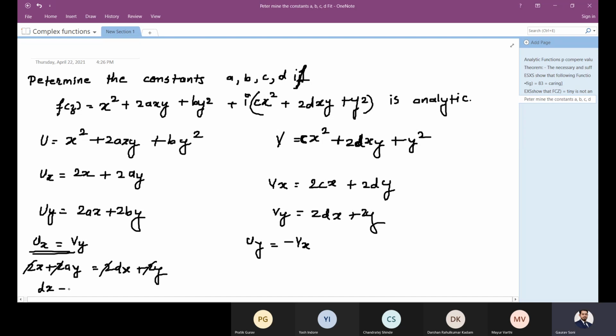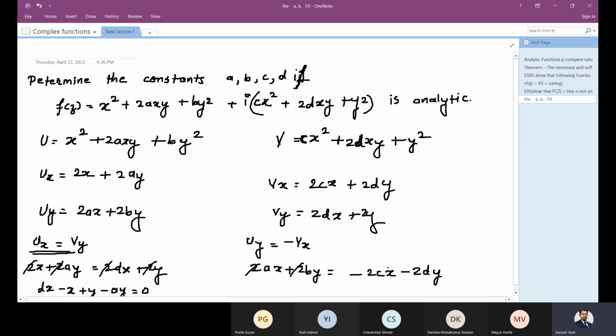So dx minus x plus y minus ay equal to 0. And uy is equal to minus vx. So what do we get? 2ax plus 2by is equal to minus of 2cx minus 2dy. Again 2 gets cancelled out.